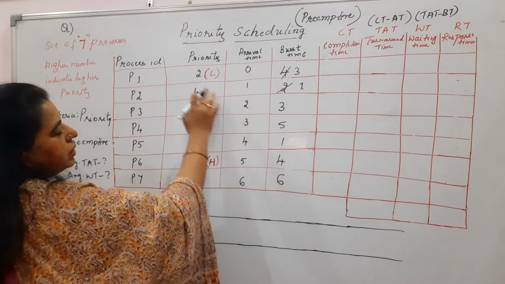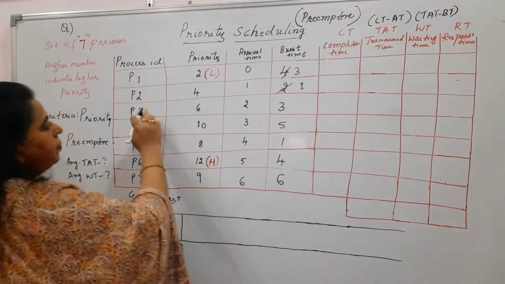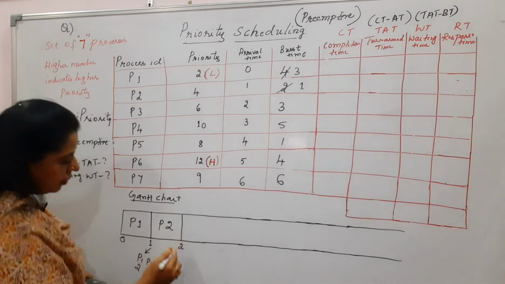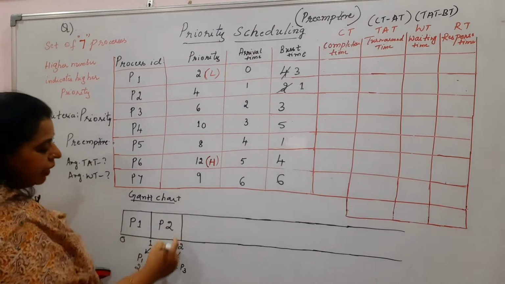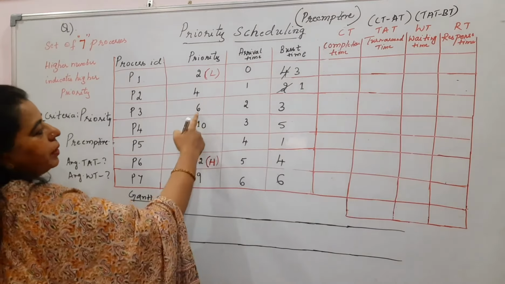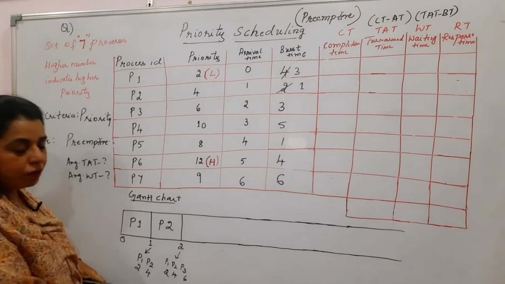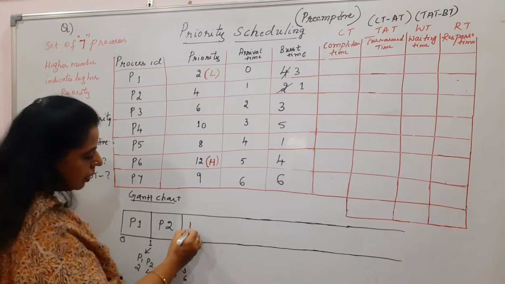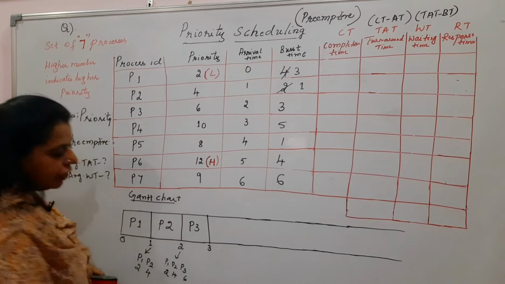At time 2, you check whether any processes have arrived. Yes, at time 2, P3 has arrived. So already you had P1, P2 and now P3 has arrived. P3 burst time is 6. P1 burst time is 2, P2 burst time is 4. Now which one will you schedule out of these? P3, because of the higher number. You will schedule it only for 1 unit of time.